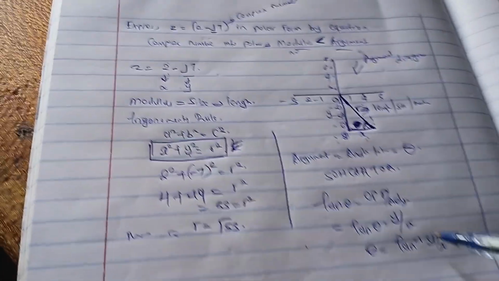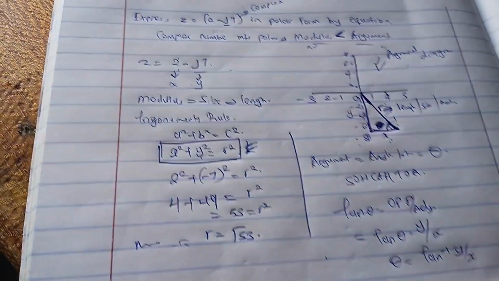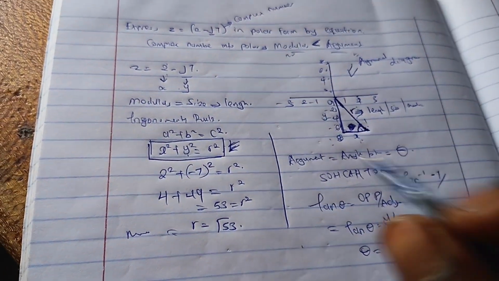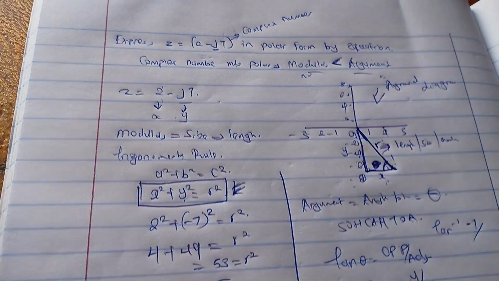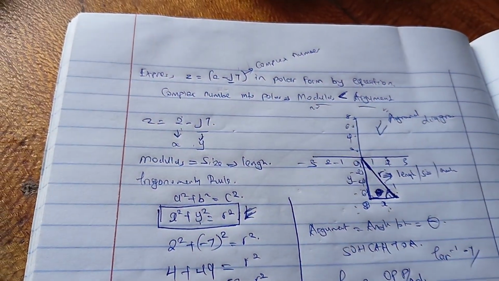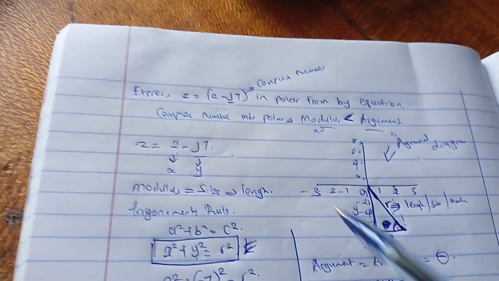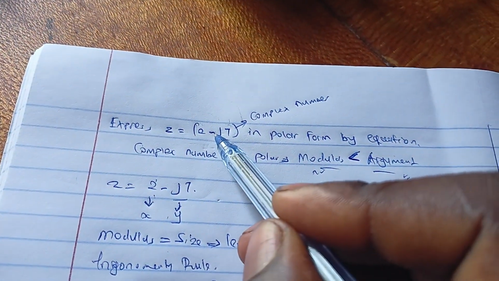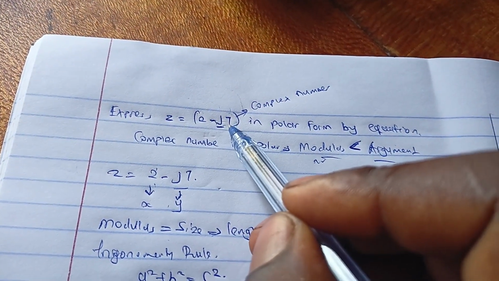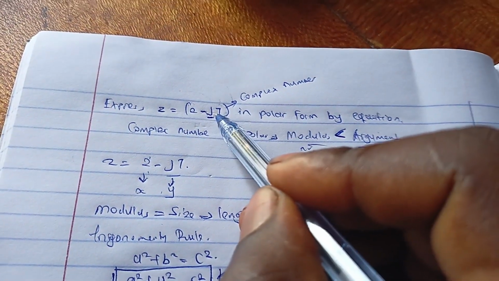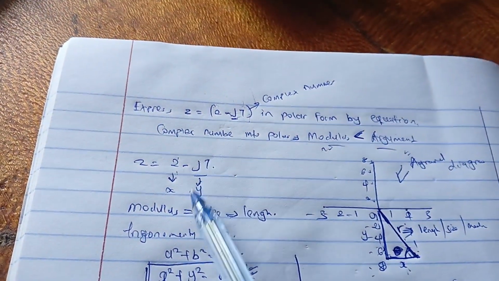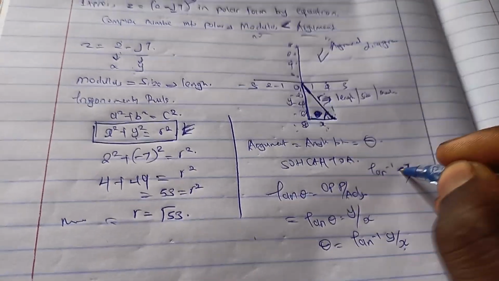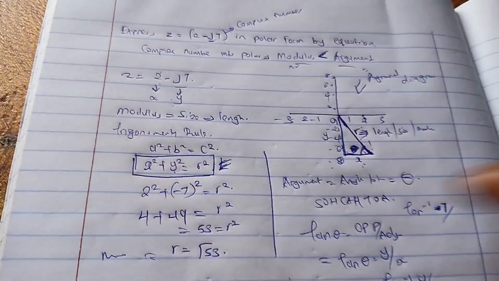Substitute with what you have. What is the value of y? The value of y is negative 7. So tan inverse of negative 7 over x, where the value of x is 2. I know some are asking where I'm getting the negative 7. It is here in our equation: 2 minus j7. This is the value of y, since I said the second digit is always the value of y. So y is negative 7 and x is positive 2.